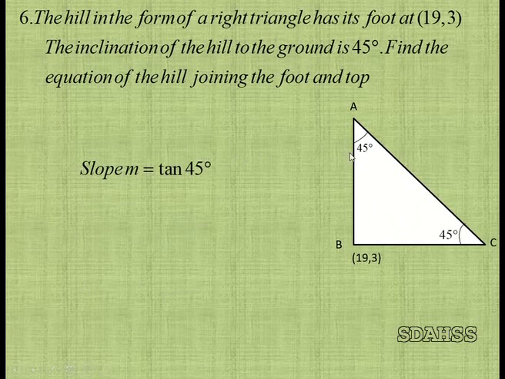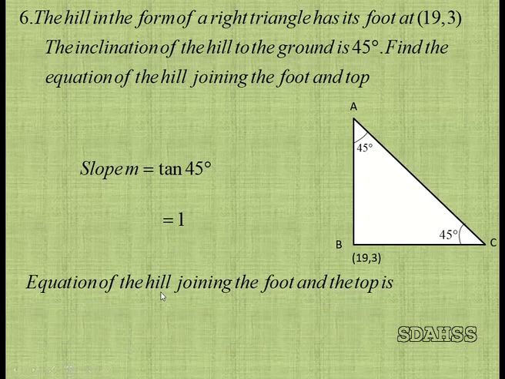Here m is equal to tan 45. First to find the slope. Slope is equal to m is equal to tan theta. Here theta is equal to 45. So m is equal to 1. Tan 45 is 1. So m is equal to 1.